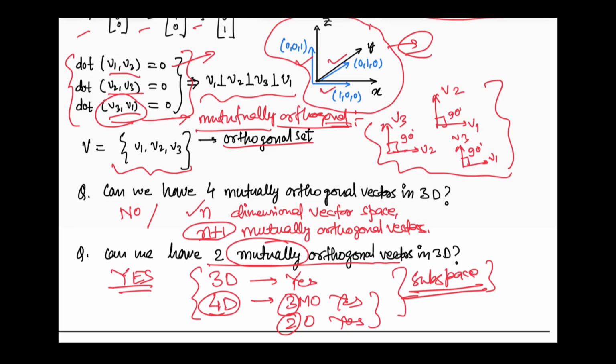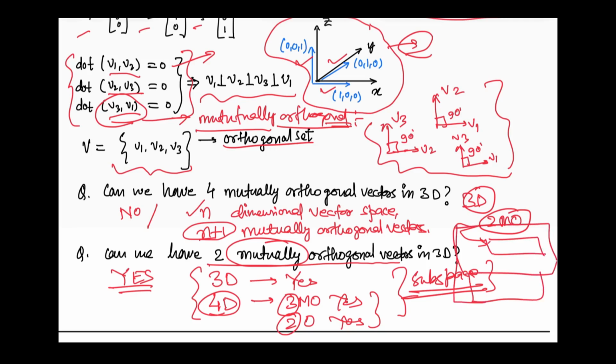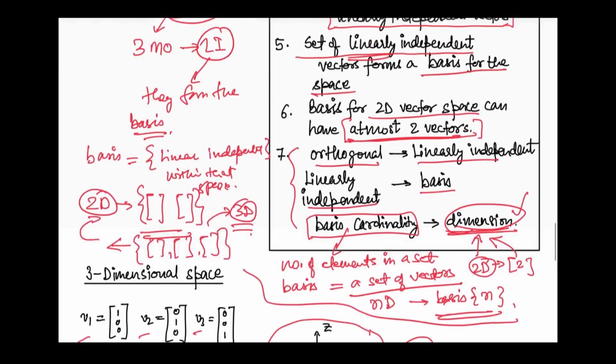So in a 3D space, let's say we have two mutually orthogonal vectors, then they represent the basis of a plane within the three-dimensional space. So this can be the three-dimensional space, and this represents the basis for the two-dimensional space within it. So this is all it is.